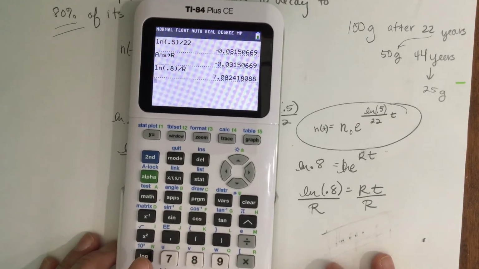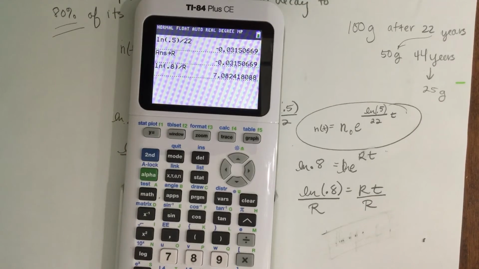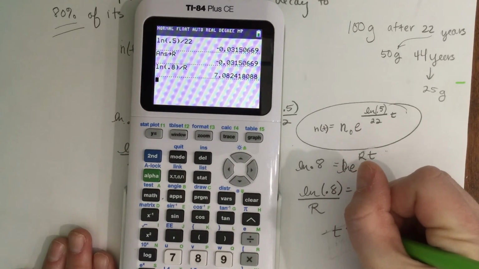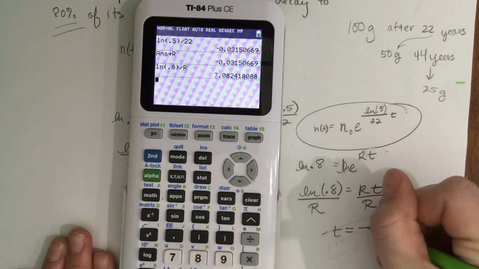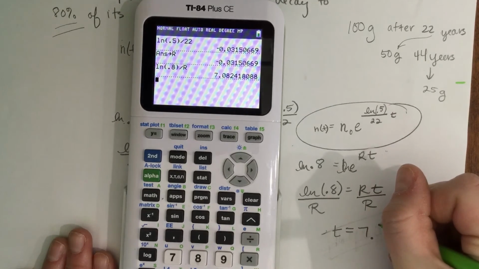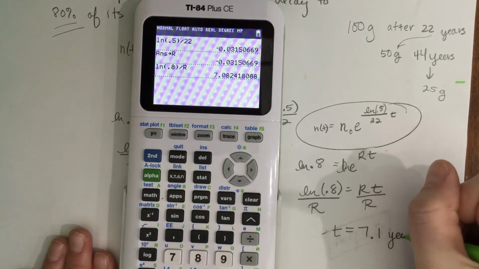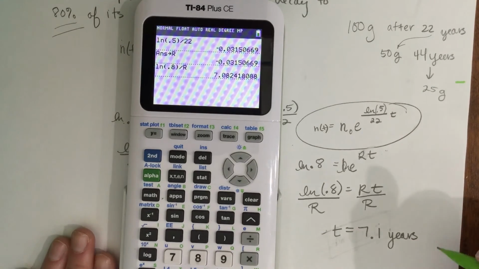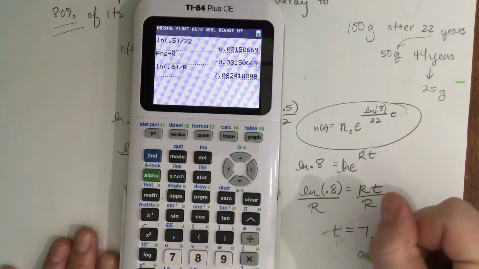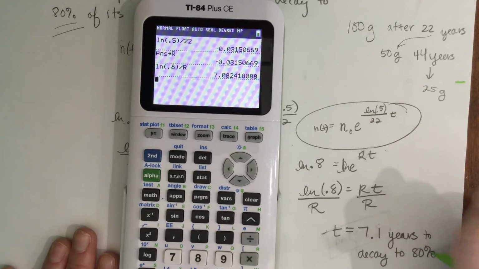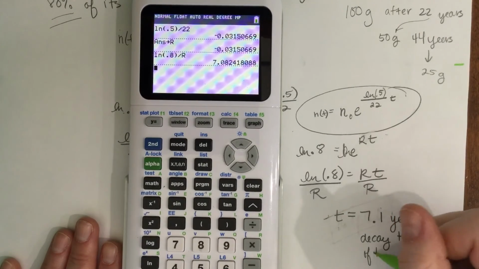So if I asked you guys to round to the nearest tenth of a year, I apologize that that was not in the instructions, but to the nearest tenth of a year then, our time is going to equal 7.1 years. So it will take 7.1 years to decay to 80% of the original amount.